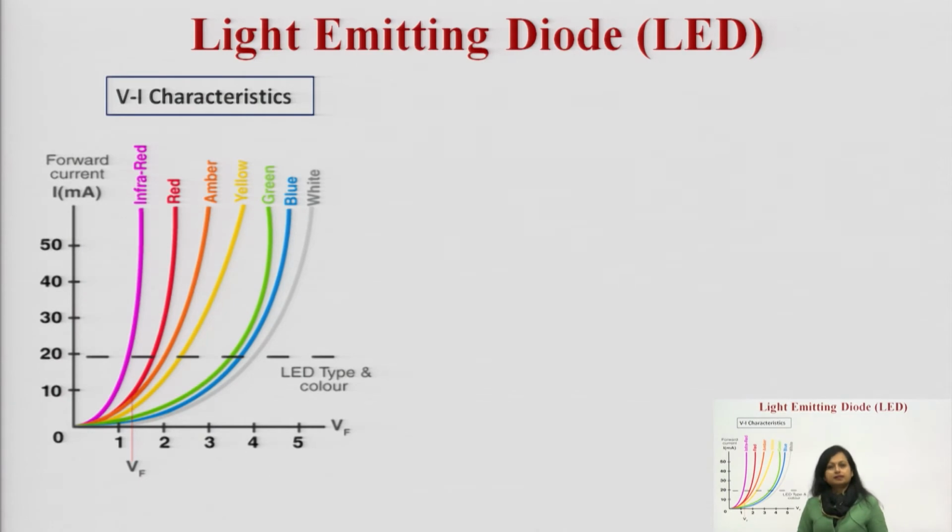Now, let us discuss the VI characteristic. VI characteristic is the volt current characteristic. V is for the voltage, I is for the current characteristic.